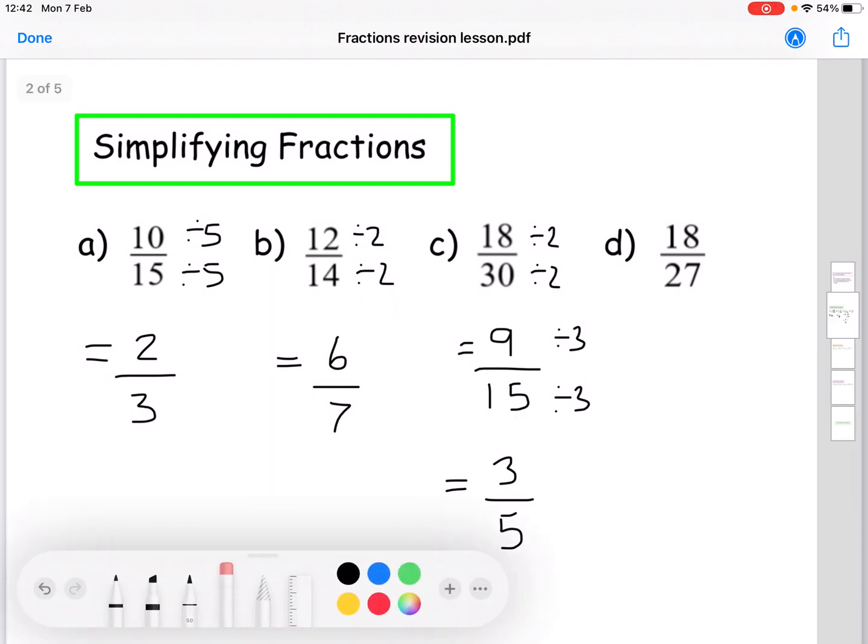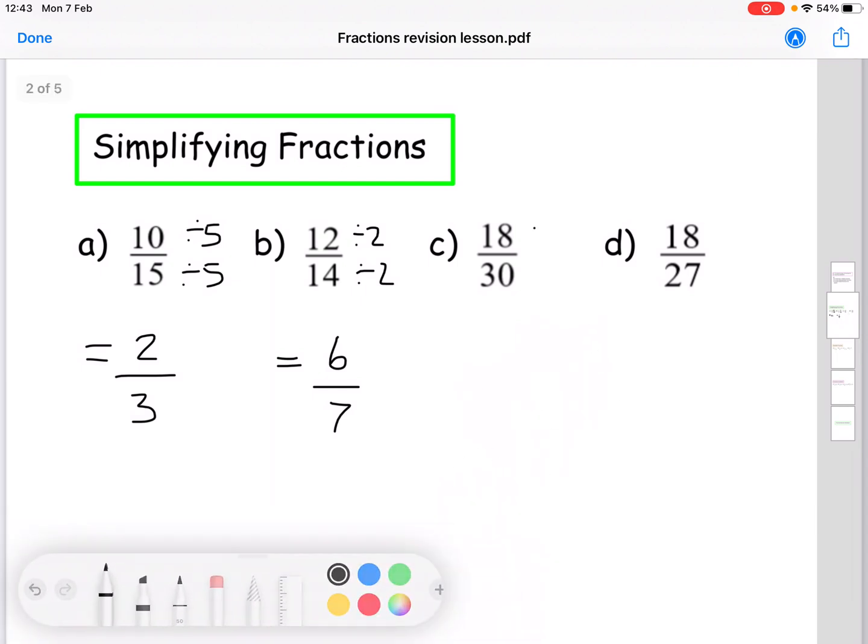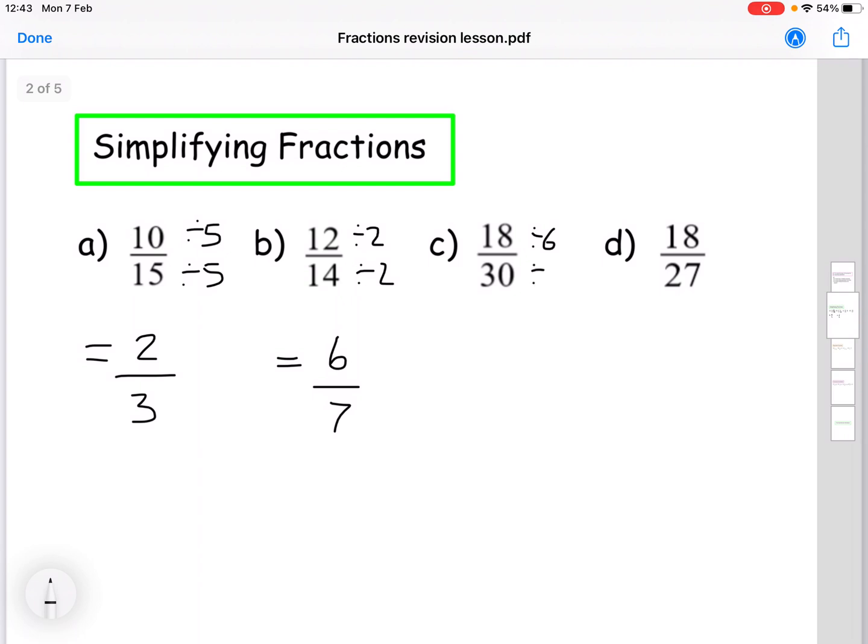But if you did the divide by 6 first of all, I'll quickly write that in and show you that you'll get the same answer. If you were able to say they both divide by 6, 18 divided by 6 is 3, 30 divided by 6 is 5. That's the same answer as before.